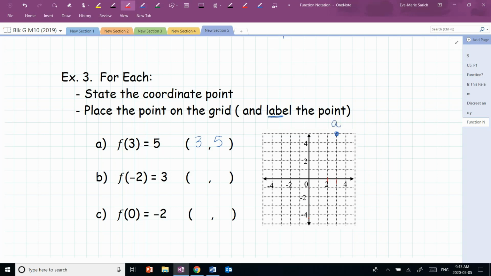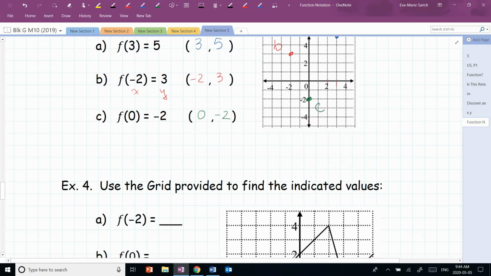For the second example here, it's f at negative 2, that's our x value, is equal to 3, which is our y. So this is going to be (-2, 3). So starting at the origin, we're going to go left or right first. In this case, we're going left 2, and then we're going to go up 1, 2, 3, plot our point, and that is point B. For the third example, our x is 0 and our y is negative 2. So nowhere left and right, and then we're going to go down 1, 2, plot our point, that is point C. Okay, so labeling the points.